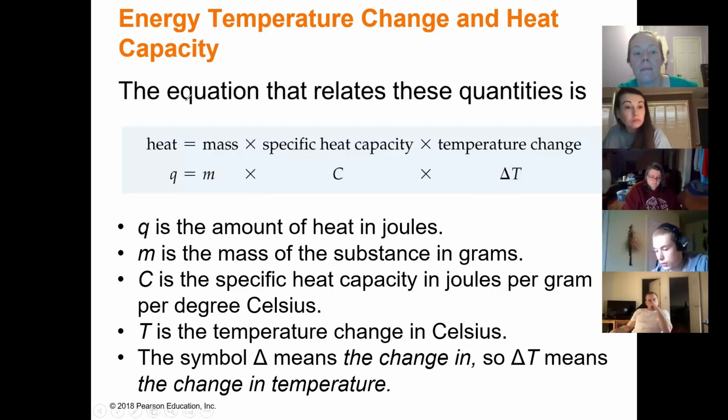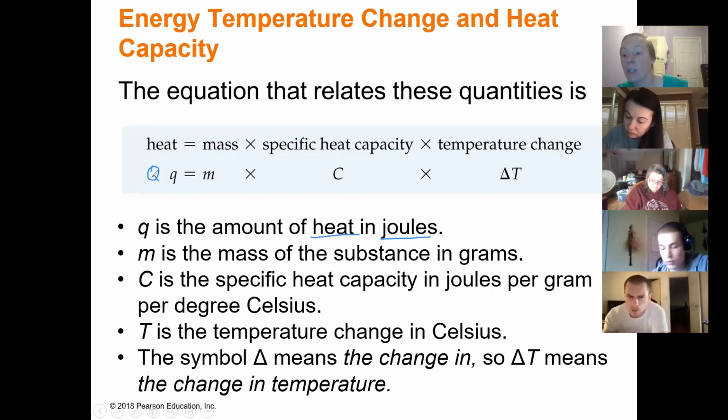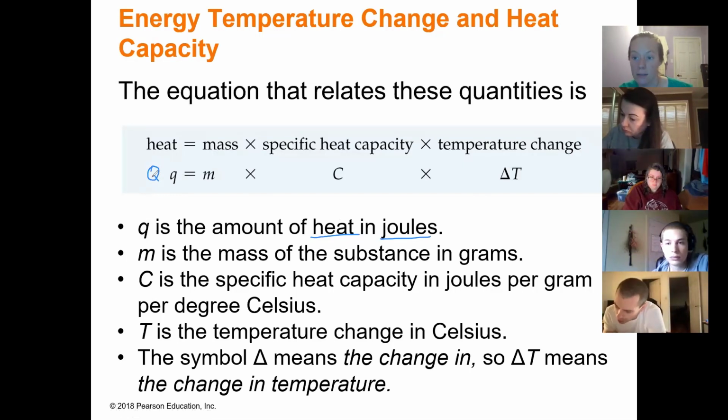Q is sometimes written like lowercase or uppercase. Okay. Q is the amount of heat in joules. So think of Q as how much energy is being absorbed or how much energy is being released. All right. Versus our C value.